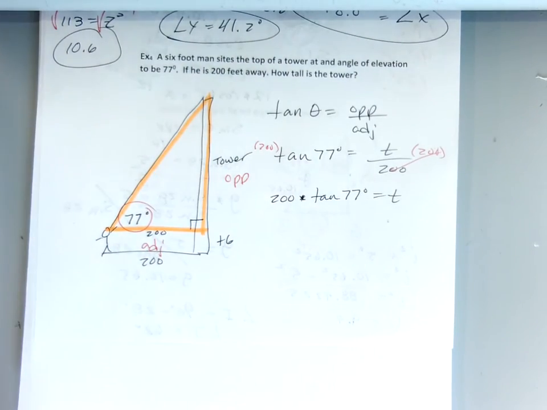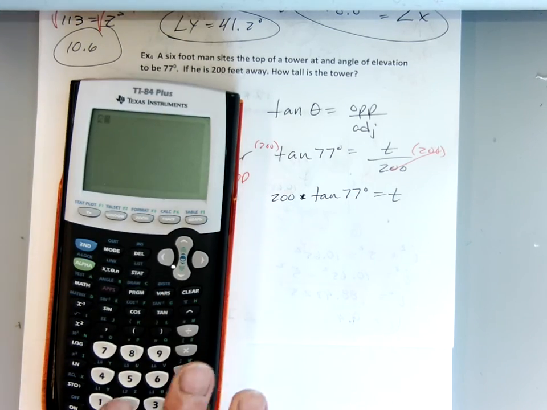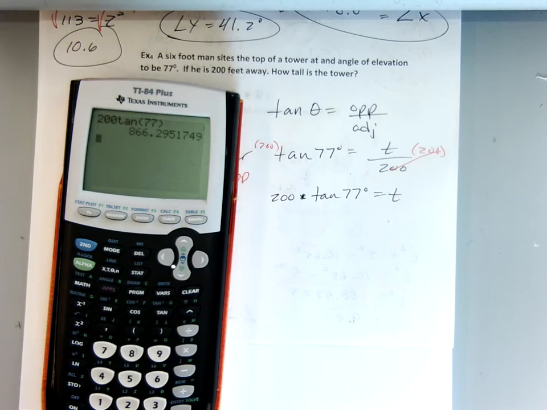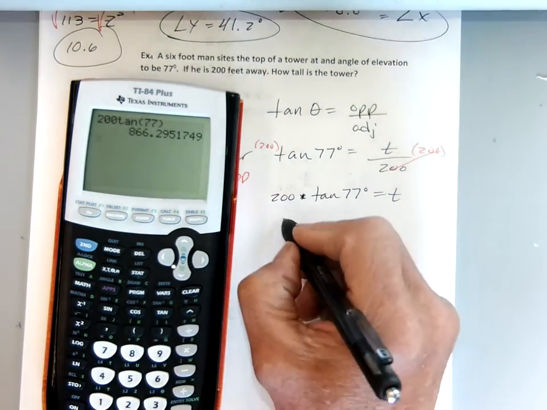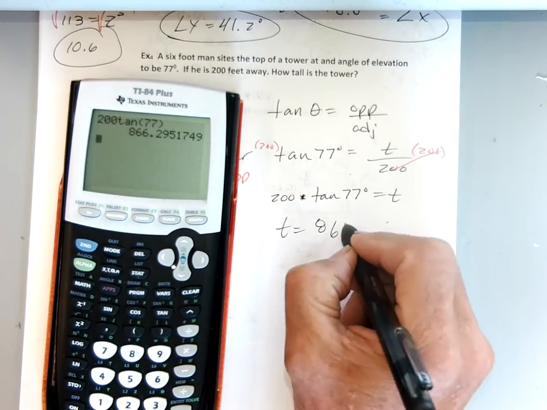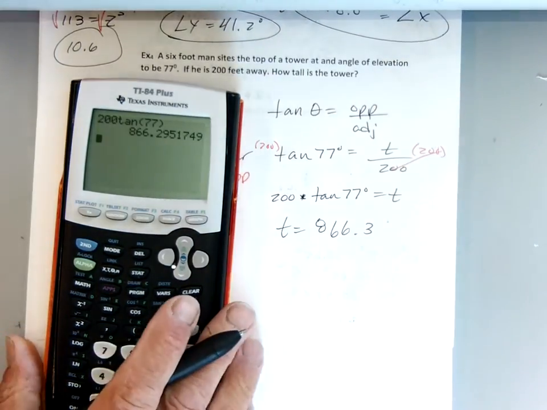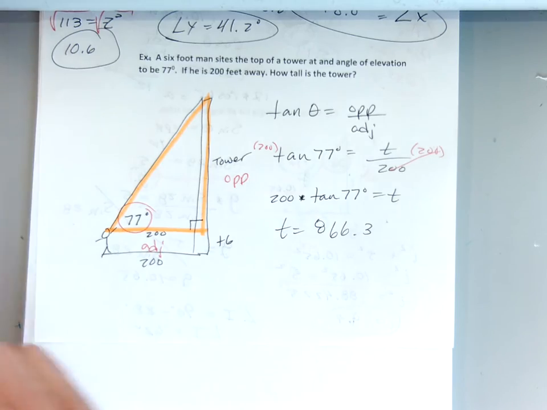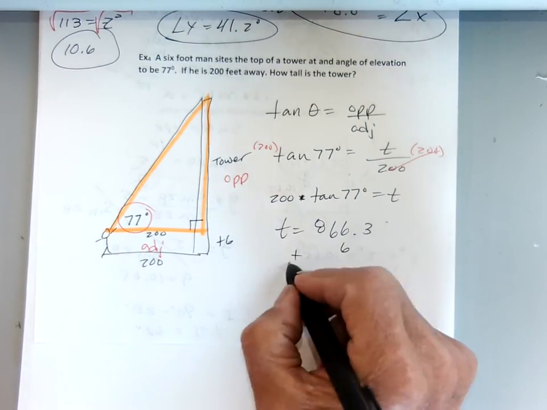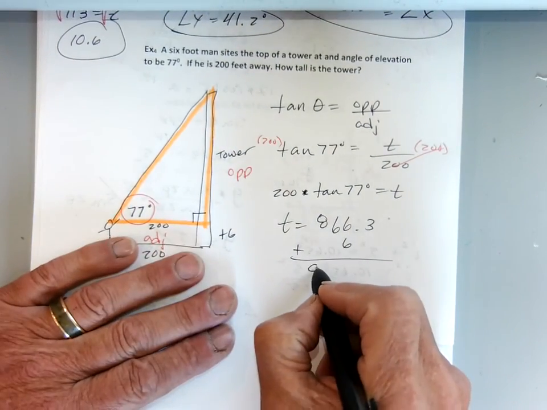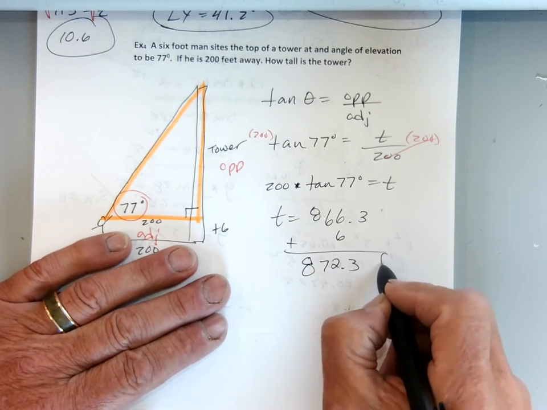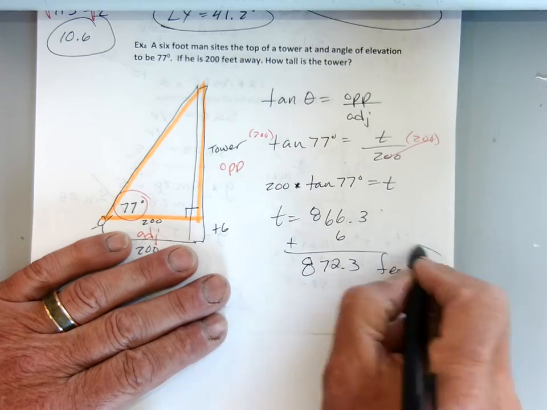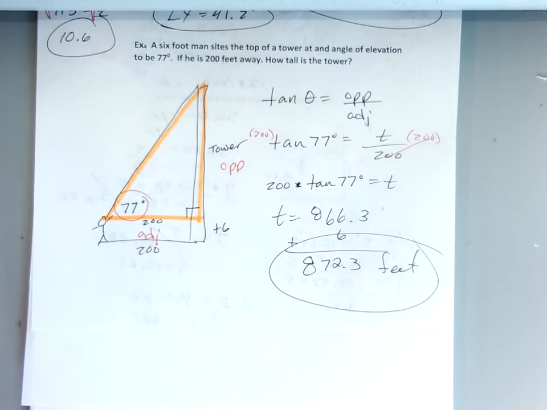We'll use our calculator. And I got 866.3. Now we're not done. 866.3 because we also have to add in the 6-foot man, right? So what is that? 872.3 feet tall. I think it's in terms of feet, yeah. Okay, that's what I have.